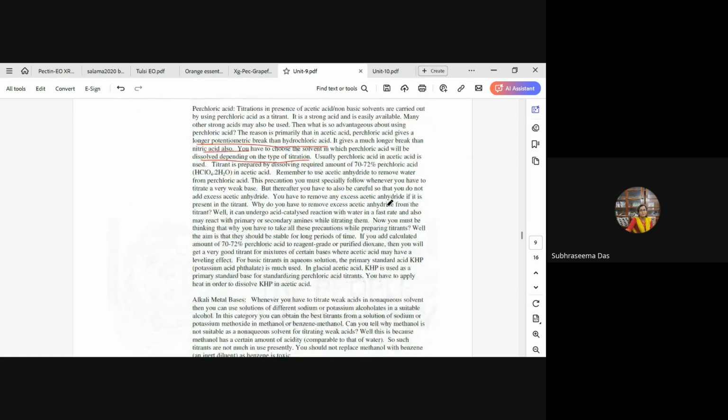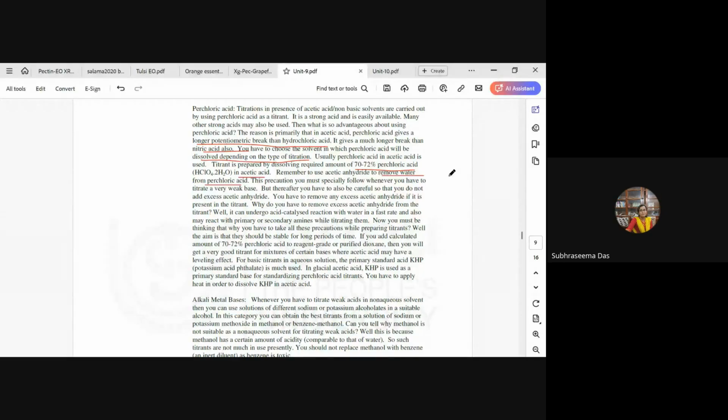The titrant here is prepared by dissolving the required amount of 70 to 72% perchloric acid, that is HClO4, in acetic acid. We should always remember to use acetic anhydride to remove water from the perchloric acid. Mostly perchloric acid is associated with two waters of crystallization, as shown here. To remove this water of crystallization from HClO4, we have to use acetic anhydride. This is a precaution that we have to follow whenever we are using it for titration of a very weak base.